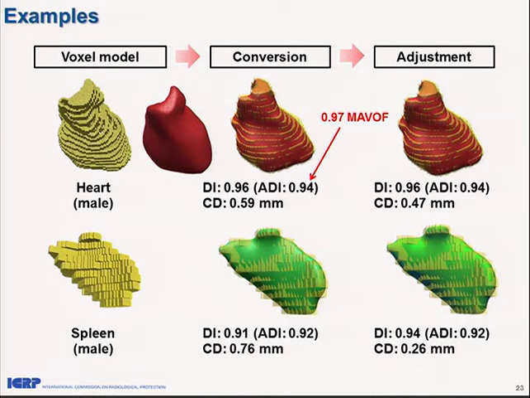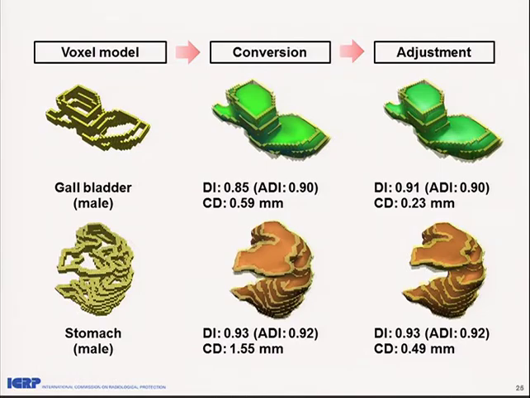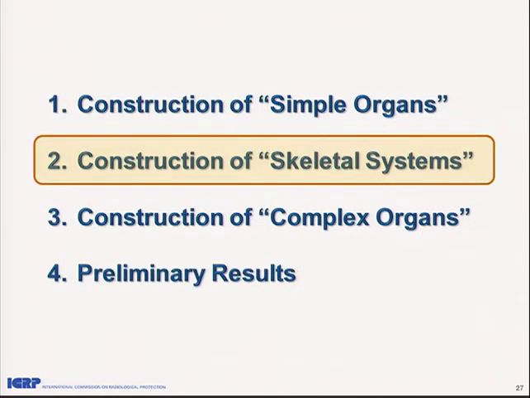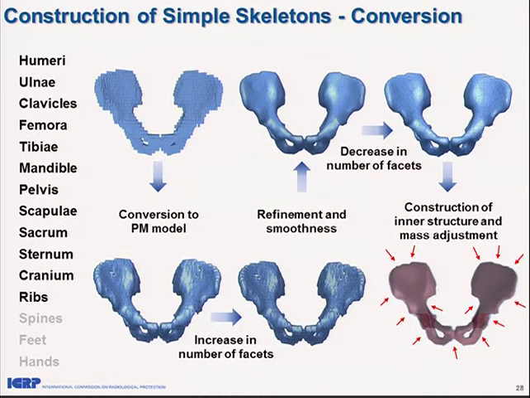So we have some examples, but basically we use the same approach for the simple organs. And this is about the construction of skeletal systems. For simple skeletons, we use the same approach which was used for simple organs, and these are some examples.